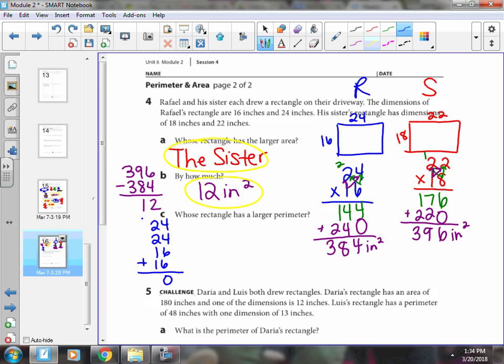That would be 20. And remember, perimeter is plain perimeter. So it's just plain inches. So Raphael's number, his perimeter was 80 inches. And the sister, all 4 sides, would be 22 plus 22 plus 18 plus 18.